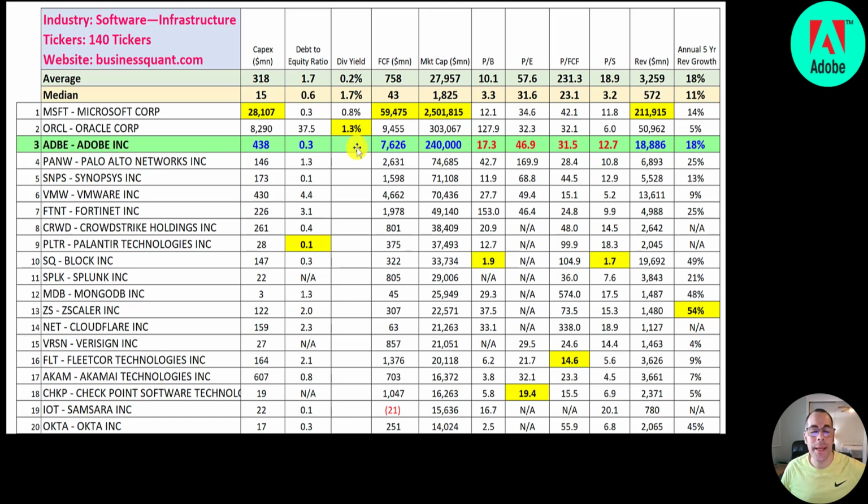Adobe does not pay a dividend. Oracle and Microsoft pay a dividend. Everybody else does not. Adobe generates lots of free cash flow, 7.6 billion. A lot more than everybody else except the top two. Microsoft is a giant, generating nearly 60 billion of free cash flow. Adobe ranks third in market cap. Of course, Microsoft, the second largest company in the world, behind Apple.